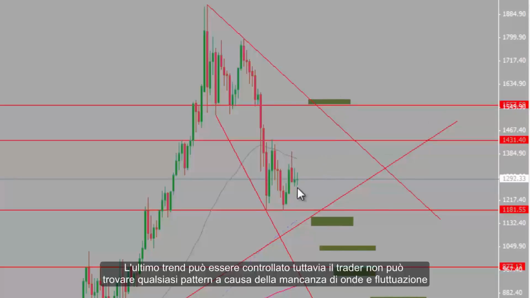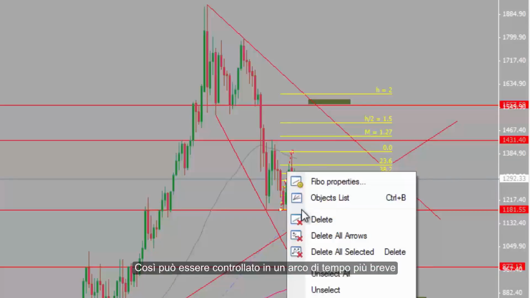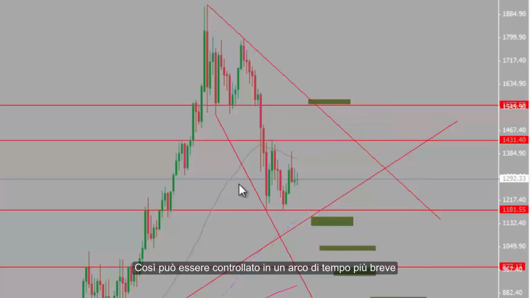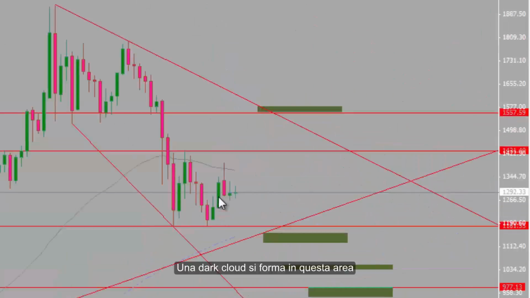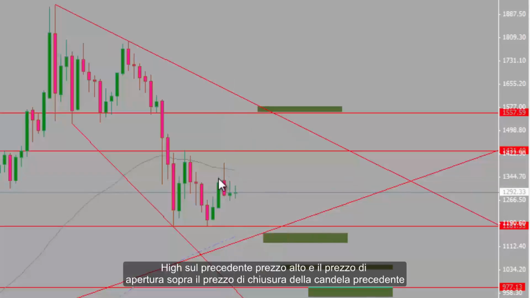The last trend can be checked. However, a trader cannot find any pattern due to a lack of waves and fluctuation. Thus, it can be checked in a shorter time span. Now candlestick can be detected on the chart too. A dark cloud is formed in this region. High over previous high and open price above close price of previous candle.